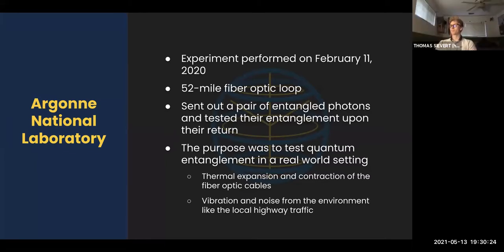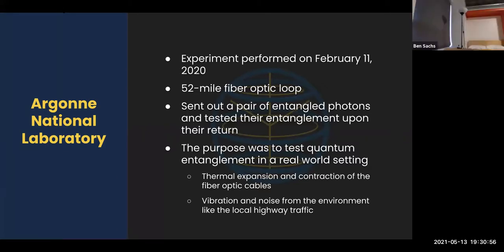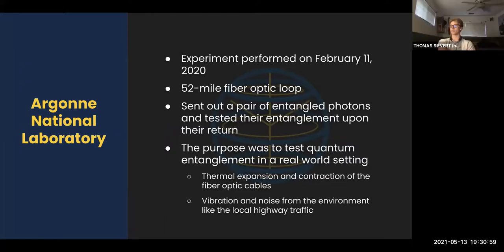Yeah, so the actual experiment that Argonne later published and talked about was performed on February 11th, 2020. It involved a 52-mile fiber optic loop: 26 miles from Argonne National Lab to the University of Chicago, and then a 26-mile track back. They sent entangled photons out through the track to the University of Chicago, then got them back, and tested to see if they were still entangled.